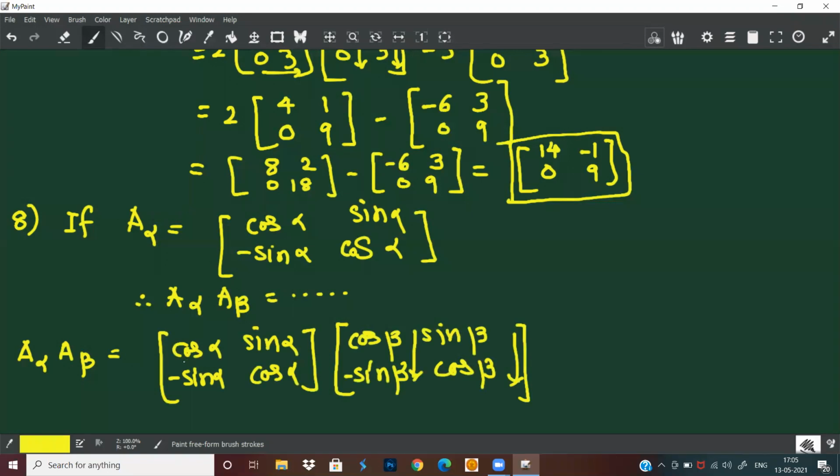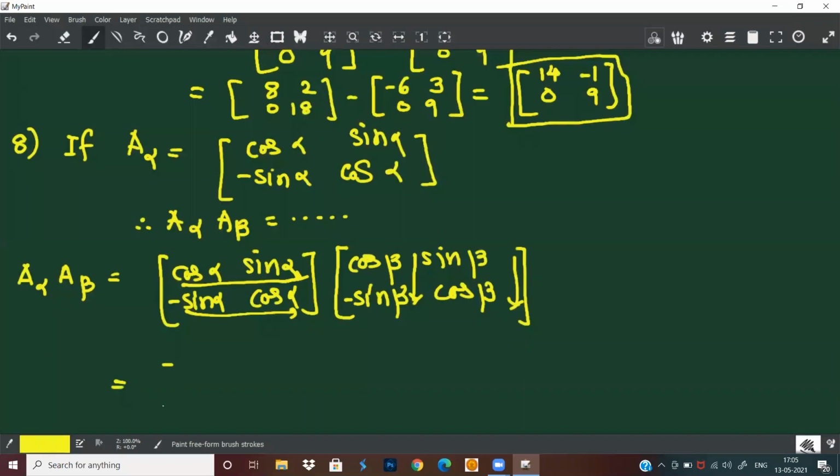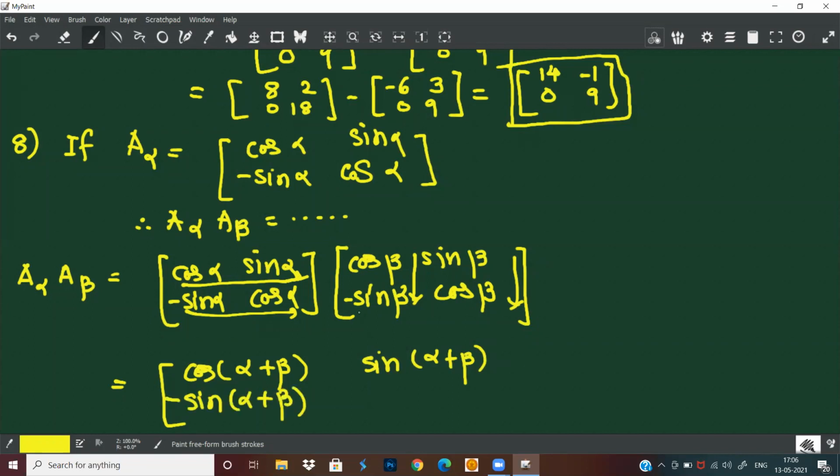A alpha plus A beta. Check. It is cos alpha cos beta minus sin alpha sin beta, so it is cos of alpha plus beta. Then it is sin alpha cos beta plus cos alpha sin beta, which is sin of alpha plus beta. Then minus sin alpha cos beta minus cos alpha sin beta, taking minus sin common. And minus sin alpha sin beta plus cos alpha cos beta again.